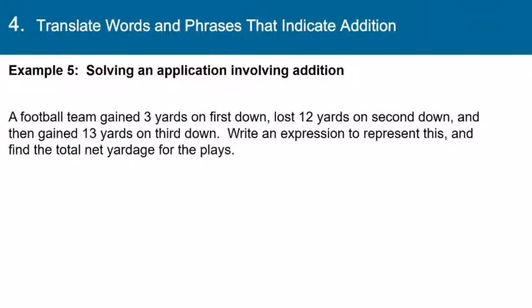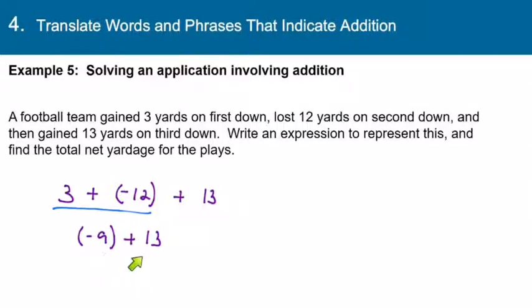Now I think an easy way to look at this would be to say that a gain in yardage is a positive number and a loss in yardage is a negative number. So the first thing they did was they gained 3 yards, so we'll put down +3. And then the next thing they did was they lost 12 yards, so that would be plus -12. And then on third down they gained 13 yards, so that would be plus 13. Okay, now let's just work this from left to right. 3 plus -12 will add up to -9, and then -9 plus 13 will add up to +4.